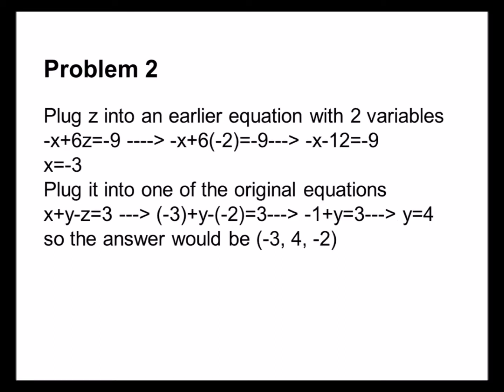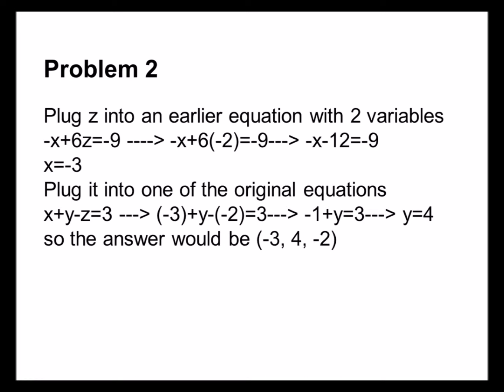Now that you have figured out what z equals, you have to plug z into the two equations earlier in order to find a different variable, x. So for every place that there's a z, you will plug in negative 2. And so in negative x plus 6z equals negative 9, it will change to negative x plus 6 times negative 2 equals negative 9. So when you solve that, the end answer is x equals negative 3. Then you'll plug both z and x into the original equations.